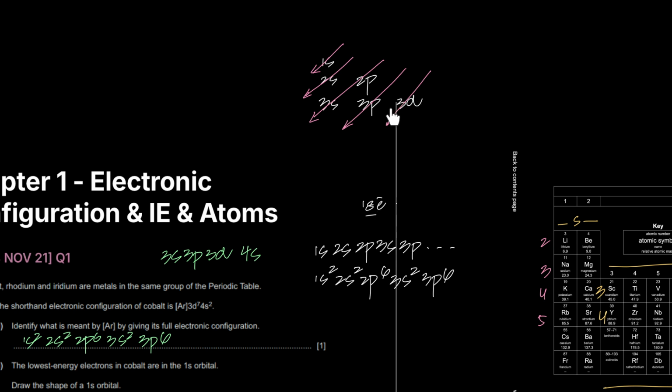And here even you don't fill out the 3d, you first fill out the 4s, right? For that I'd have to write this stuff right here. So 4s, 4p, 4d, and 4f. So before the 3d, you would have to fill the 3p and then the 4s and then the 3d.